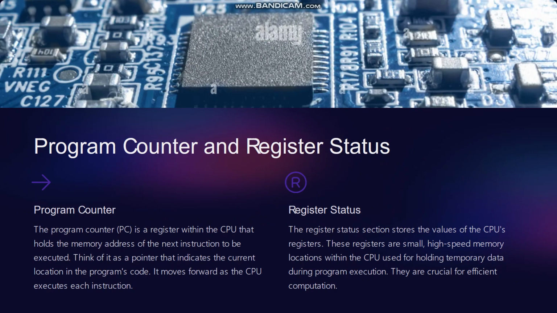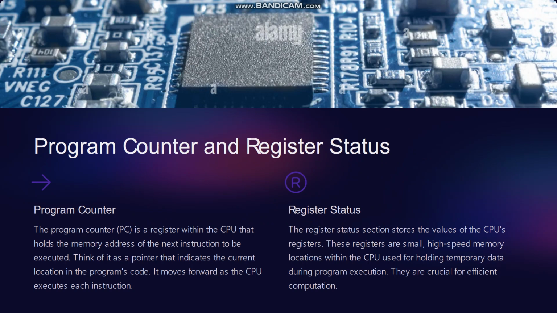Program counter and register status. Program counter. The program counter (PC) is a register within the CPU that holds the memory address of the next instruction to be executed. Think of it as a pointer that indicates the current location in the program's code. It moves forward as the CPU executes each instruction.